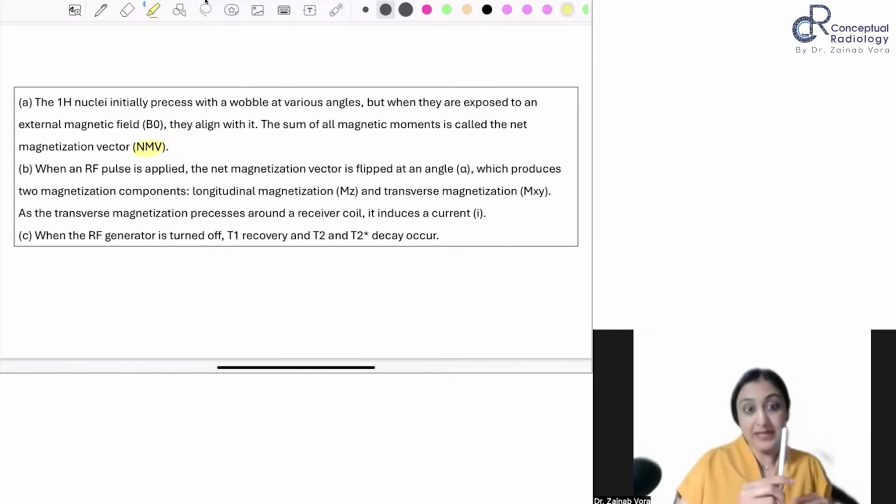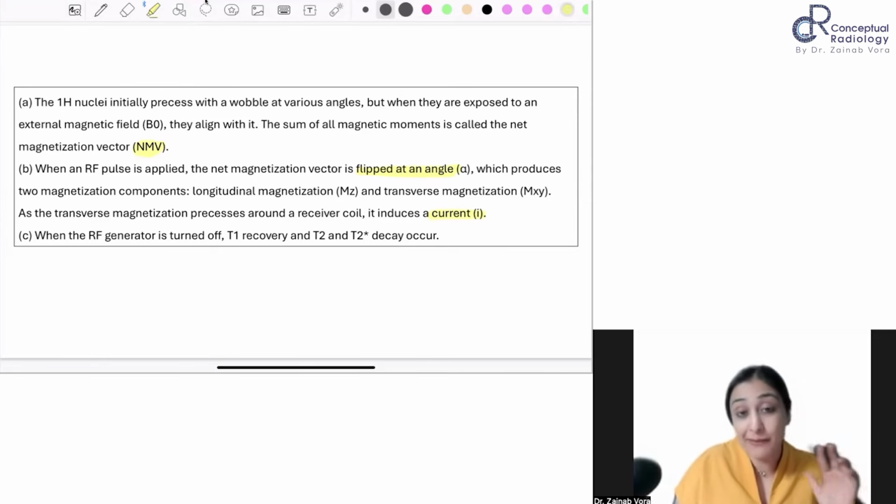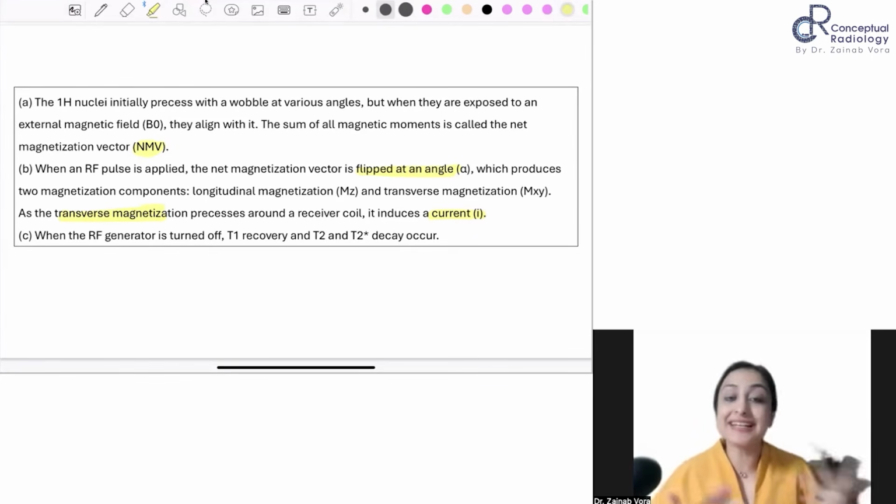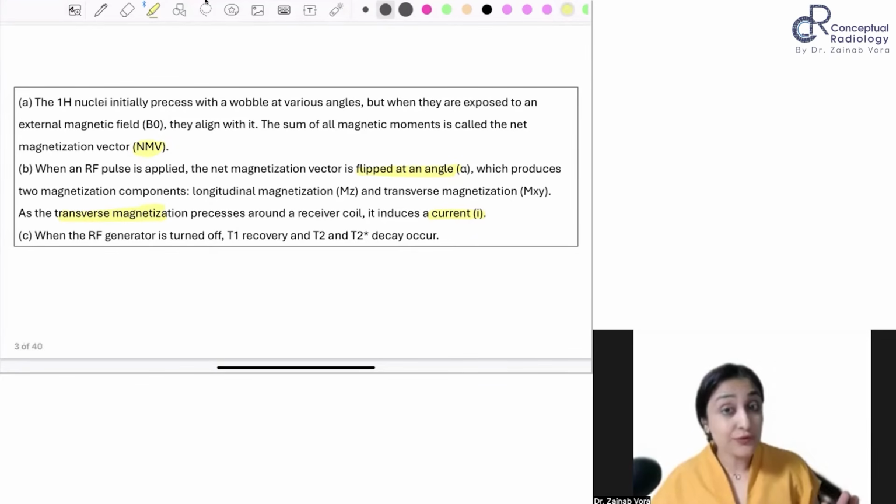जब हमने RF pulse दिया, now that is flipped at an angle, which produces two components, longitudinal and transverse magnetization. As the transverse magnetization precesses, it induces a current. So I measure my signal in what phase? In transverse magnetization. And when I switch it off, now I have the recovery. And that is what is called as the T1 and T2. So far, so good. Okay.